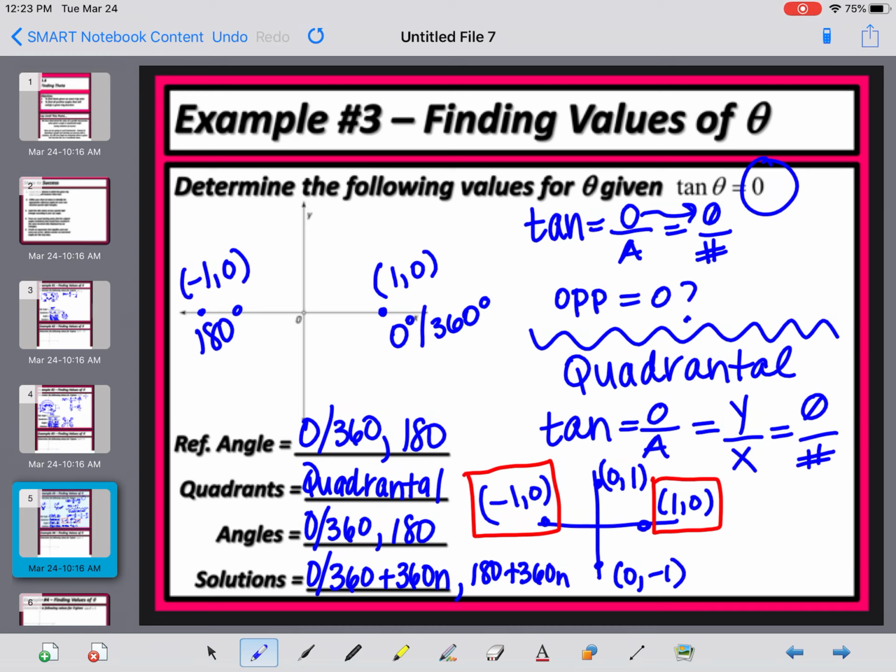So one more time before we go on, how do we determine if it's a quadrantal? Okay, when you take the exact value that they gave you, so in this case you take 0, and you try and relate it to the trig ratio, opposite over adjacent. It does not make sense to have an opposite side equal 0. That's how we know, okay, this then has to be a quadrantal because this will not form a triangle.